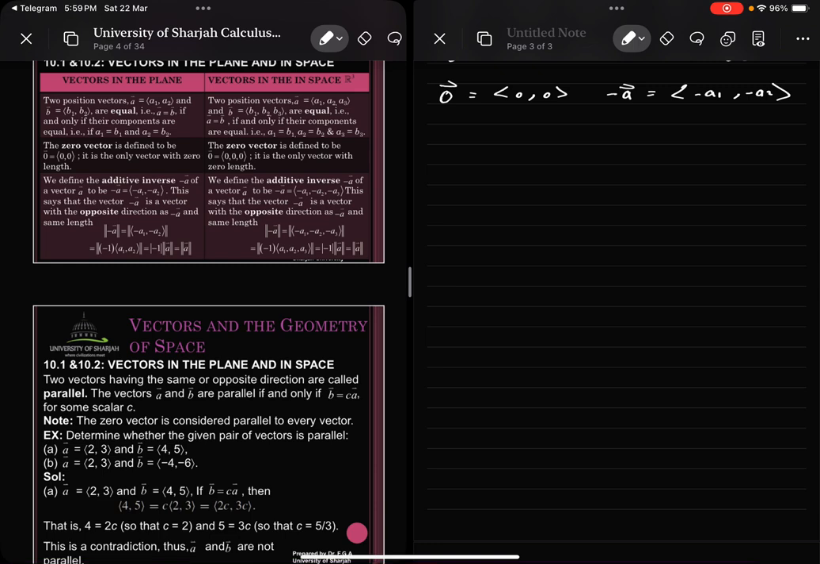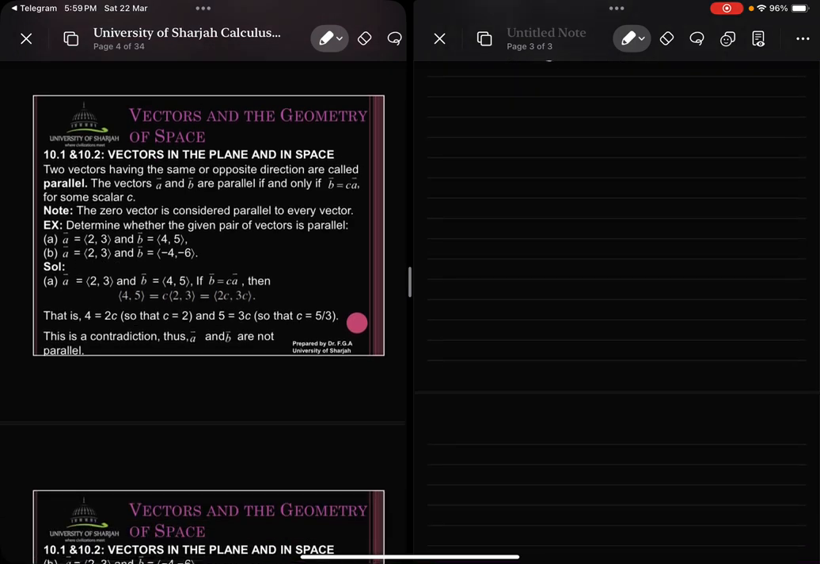This says that the vector negative A is a vector with the opposite direction as A and the same length. So it is like we have A, and it is the same thing if we have negative A. And if we want to find the magnitude of each of them, it will be the same result because the magnitude will be positive.